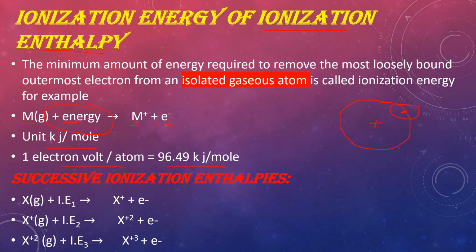Now the next topic is successive ionization enthalpies. Remember one thing: whenever an electron is removed from the isolated gaseous atom, the energy required is called the first ionization enthalpy, that is IE1, and it is converted into the unipositive ion. When we remove an electron from the unipositive ion, the energy required is called the second ionization enthalpy, IE2, and it is converted into a dipositive ion. When one electron is further removed from the dipositive ion, the energy required is called the third ionization enthalpy, IE3, and the dipositive ion is converted into the tripositive ion. So these are the successive ionization enthalpies.